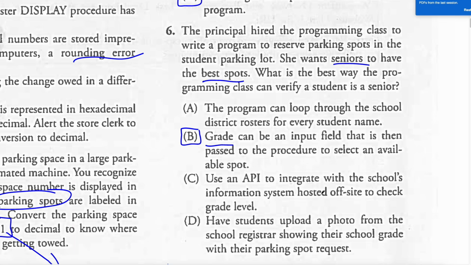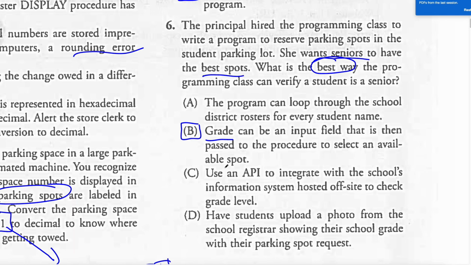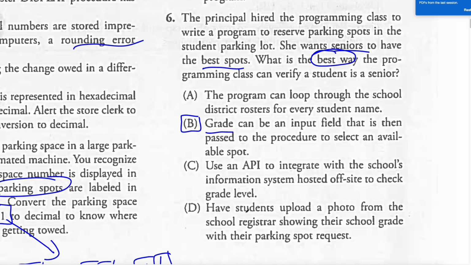So it does also say here, what is the best way? And you might find that as you read these that you have to really go through these and navigate them to get a good sense of which one is correct. Okay, so for D, it says have students upload a photo from the school registrar showing their school grade with their parking spot request. So again, that's another way to get the grade up there, but why would that not?